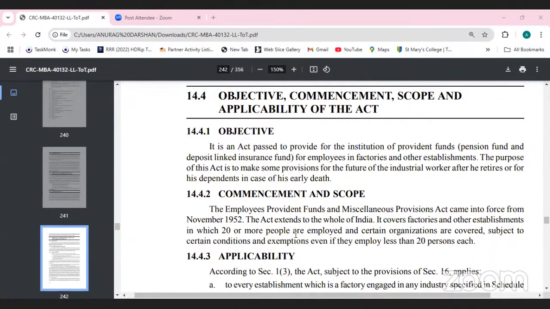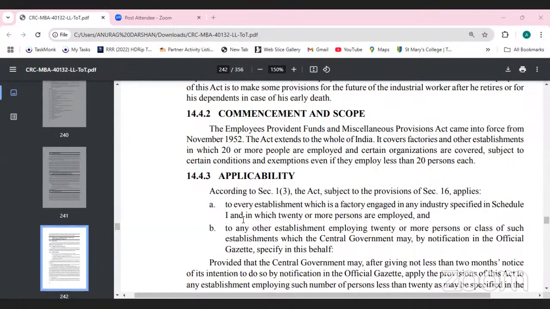Commencement and scope: the Employees Provident Funds and Miscellaneous Provisions Act came into force in the month of November 1952, and it extends to the whole of India. It covers factories and other establishments where 20 or more people are employed, and subject to certain conditions, it can be applicable even if fewer than 20 are employed. Now, coming to the applicability: to every establishment which is a factory engaged in an industry specified under Schedule 1, where 20 or more persons are employed, and to any other establishment employing 20 or more persons or class of such establishments, which the central government may by notification in the official gazette specify in this behalf.